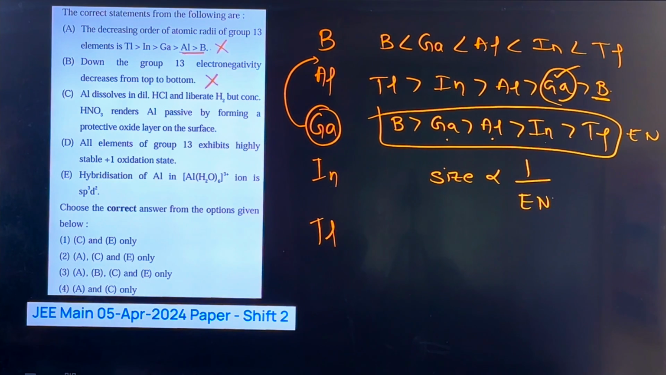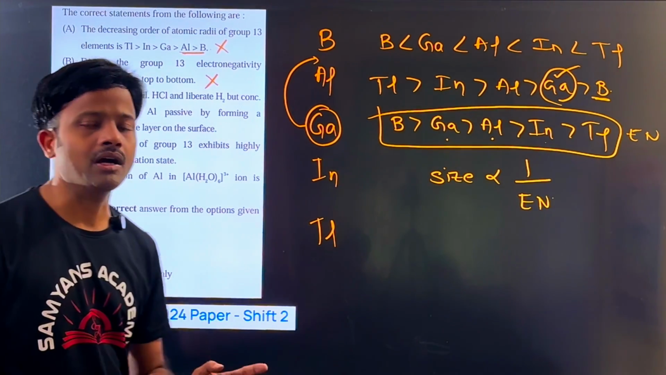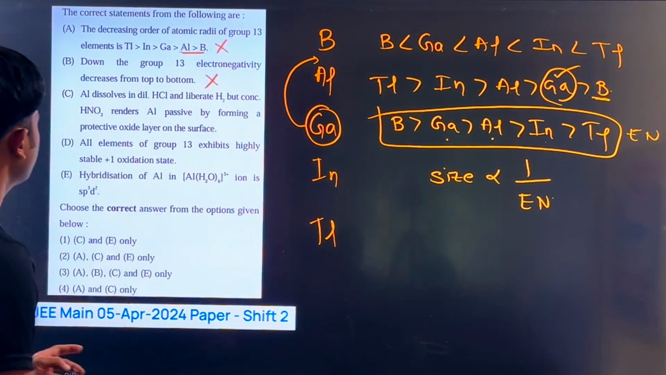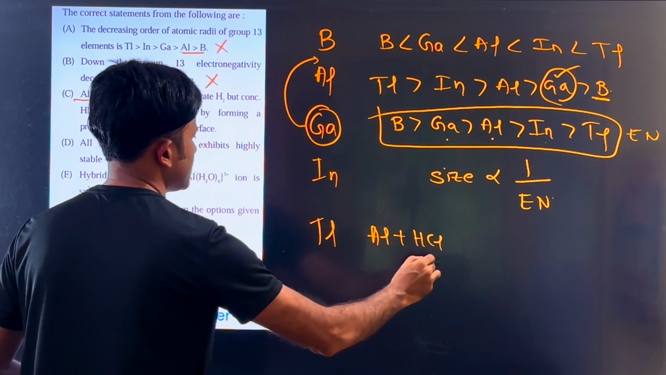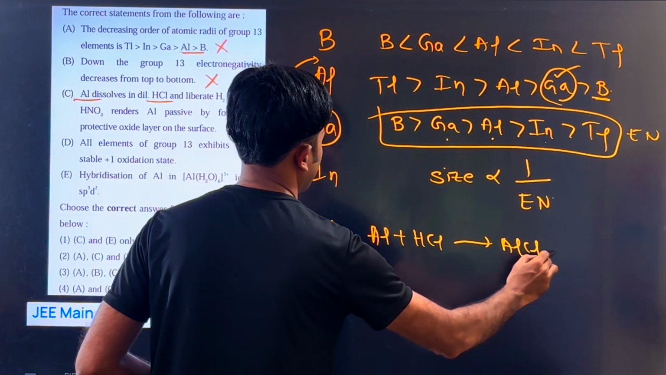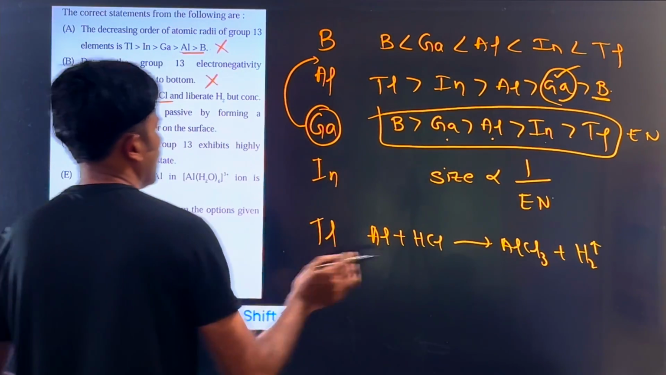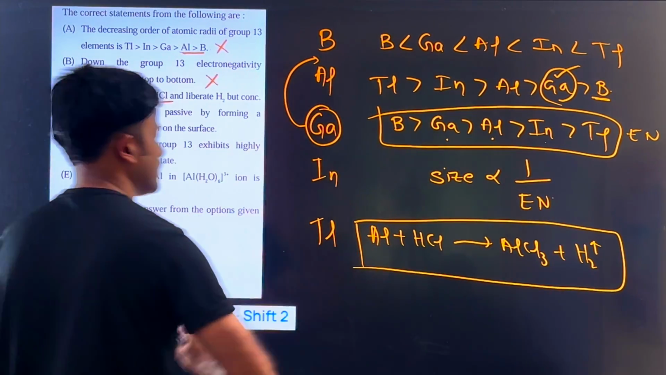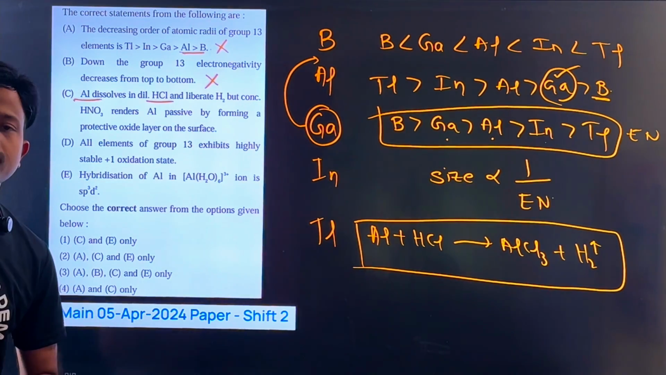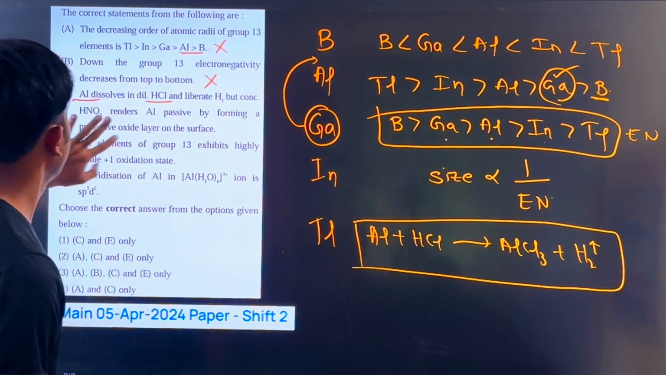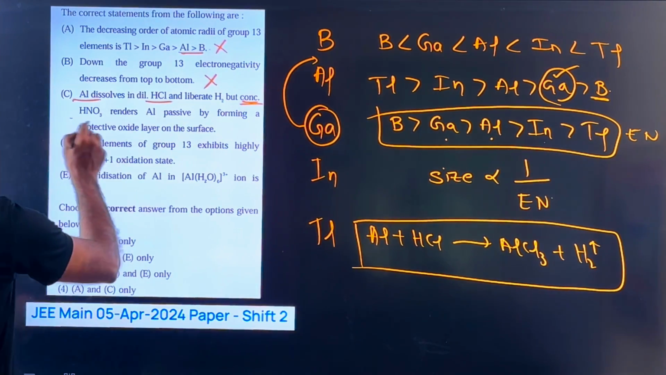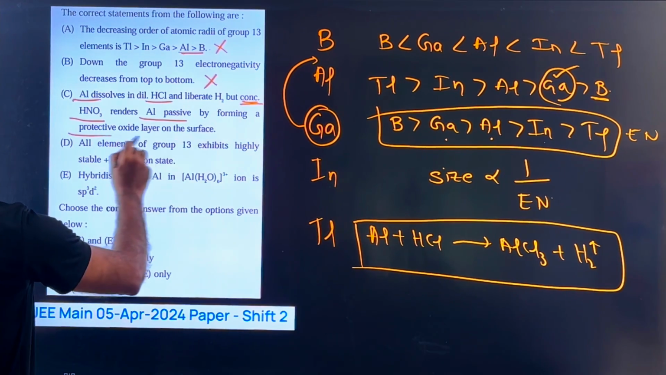Aluminium dissolves in dilute HCl and liberates hydrogen, but concentrated HNO3 renders aluminium passive by forming a protective oxide layer on the surface. This comes under group 13 elements, p-block elements. When aluminium is dissolved in dilute HCl, AlCl3 forms and it liberates hydrogen gas. This is an unbalanced equation, we have to balance it, and this equation is correct. When aluminium reacts with dilute acid, it liberates hydrogen gas like this. But concentrated HNO3 renders aluminium passive by forming a protective oxide layer on the surface.